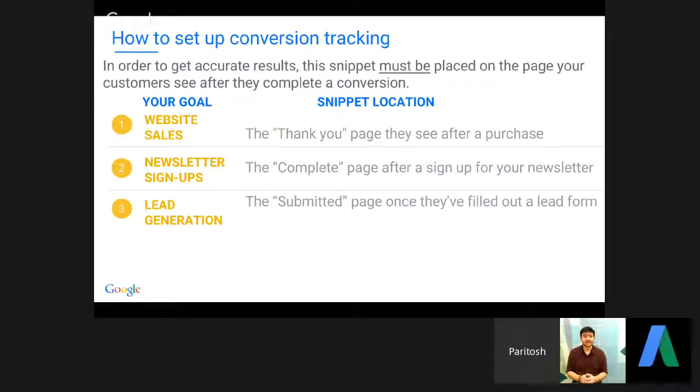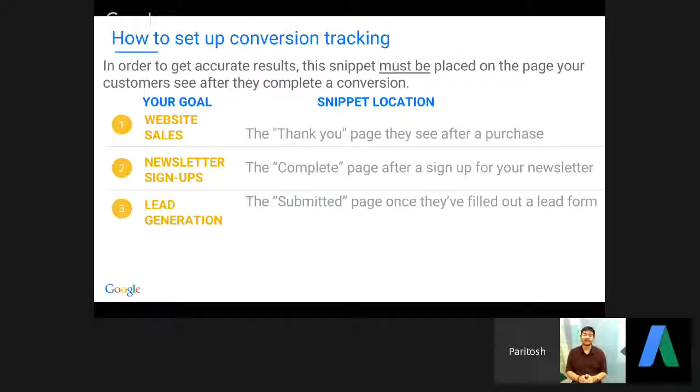So if your business goal is to sell products or sell services, you would ideally place the conversion tracking code on the thank you page. That is the page a consumer is led to once he's actually purchased the product. If you're trying to get people to sign up for your newsletters, you'll ideally place the conversion tracking code on the complete page. So a person has browsed to your website, he's really interested in what you're talking about. He's filled out a newsletter sign up form. The moment he's filled it out, he'll be led to a new page, a page giving him a confirmation that he signed up. That page is where the conversion tracking code needs to be placed.